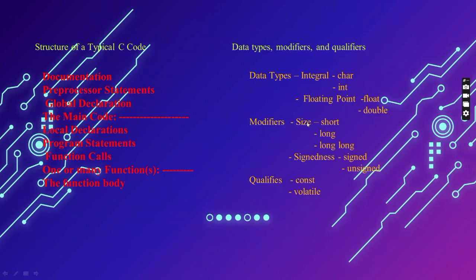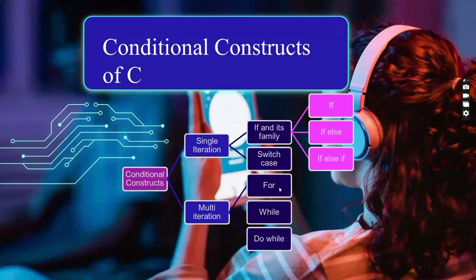Modifiers are used to specify the size or the sign of a data type. Normally, for the size aspect, we have short, long, long long. For the signedness, we have signed and unsigned. Normally, we write this, then it is followed by the data type. And we have the qualifiers: const, then volatile.